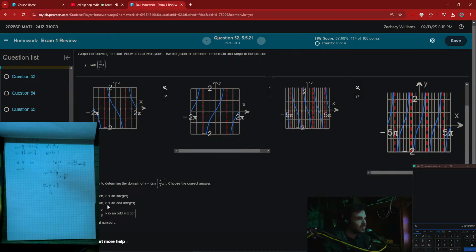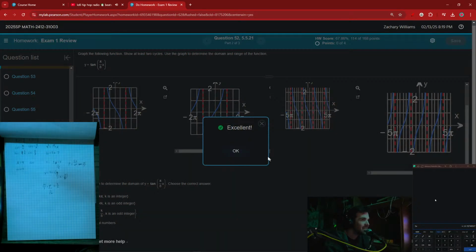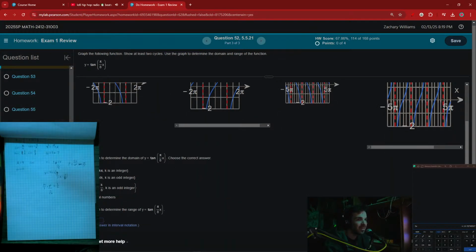So, the asymptotes aren't going to be at pi. The asymptotes, I think they're gonna be at 4k. Essentially, it looks like it's half the period, right? Half the period is an asymptote. Yeah, halfway between. Looks like it. I like that. For the tangent, half the period is the asymptote. That'll work for me. Use the graph to determine the range of y equals. The range is all real numbers. Great.